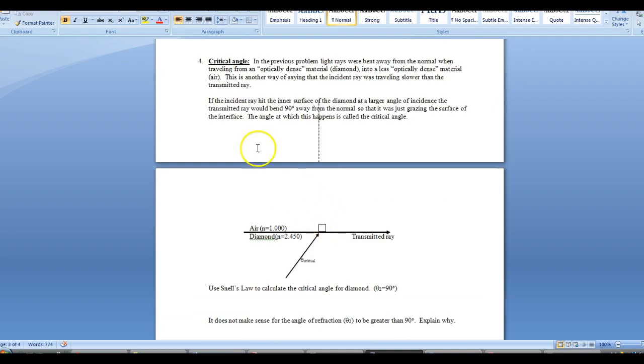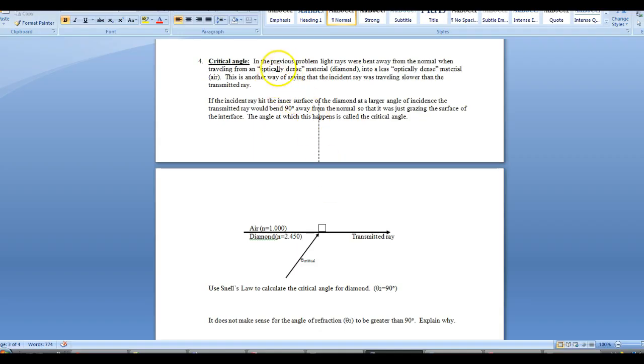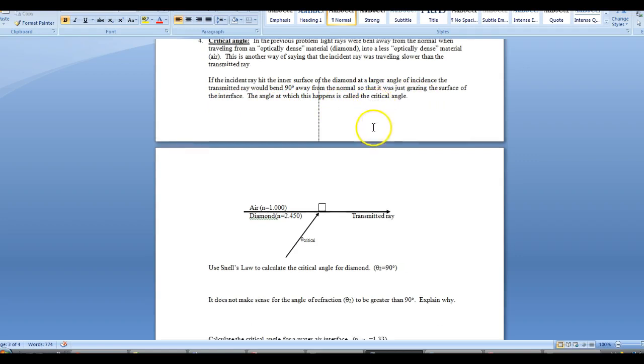Going on to total internal reflection and the concept of the critical angle. Let me clear this out. It says in the previous problem, light rays were bent away from the normal when traveling from an optically dense material into a less optically dense material. Remember, optically dense just means it has a bigger refractive index. This is another way of saying that the incident ray was traveling slower than the transmitted ray. If the incident ray hit the inner surface of the diamond at a larger angle of incidence, the transmitted ray would bend 90 degrees away from the normal, so that it was just grazing the surface of the interface. The angle at which this happens is called the critical angle.